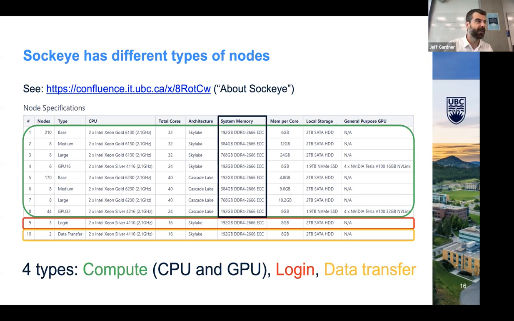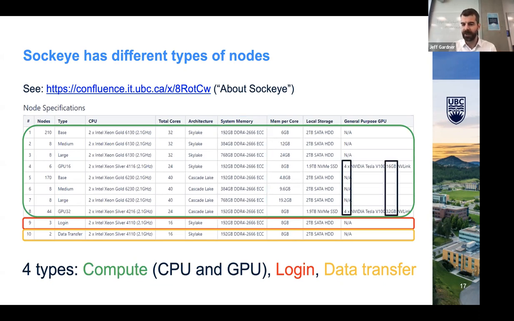So if you're running a very memory intensive compute job and you think, I just need 192 or less, and so I'm going to select 192, there are some issues with that, and you won't be able to run on one of the base nodes, but I'll touch on that shortly.